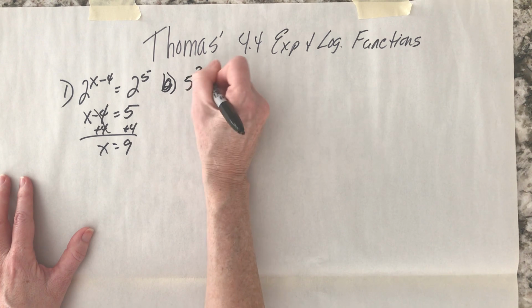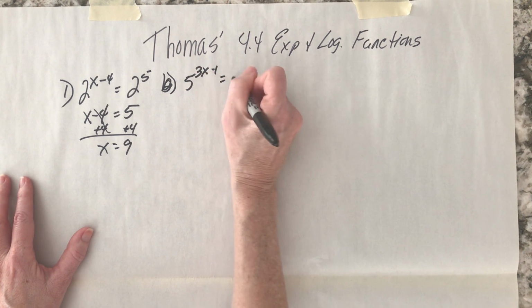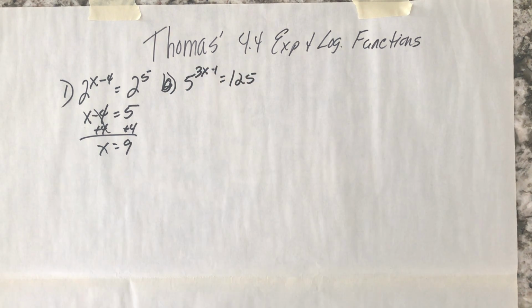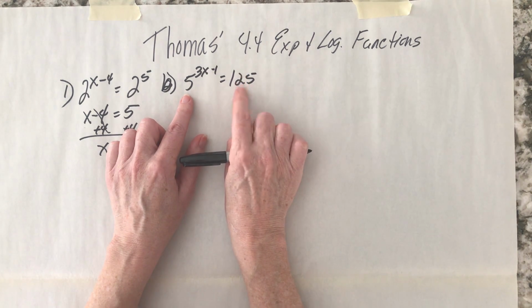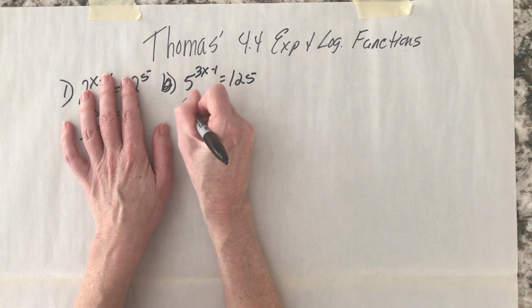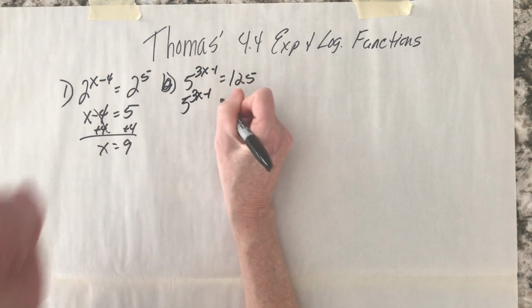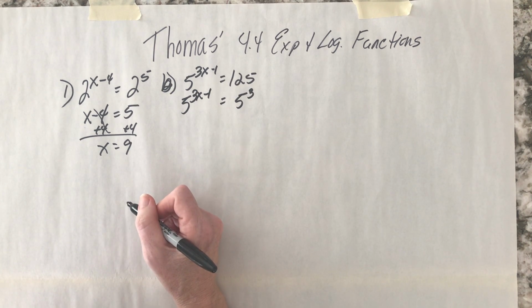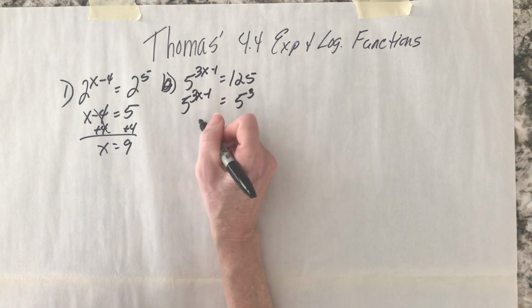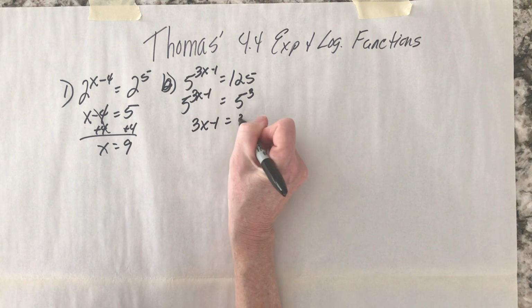This is B here. We got 5 to the 3x minus 1 equals 125. We need those to be the same base. You know that 5 and 125 are related to each other. This is 5 times 5 times 5. This is 5 to the 3rd power. So we want to look at a lower base for this one. We'll relate both of them back to the base of 5. So 125 is 5 to the 3rd power. Bases match. Exponents can be set equal to each other.